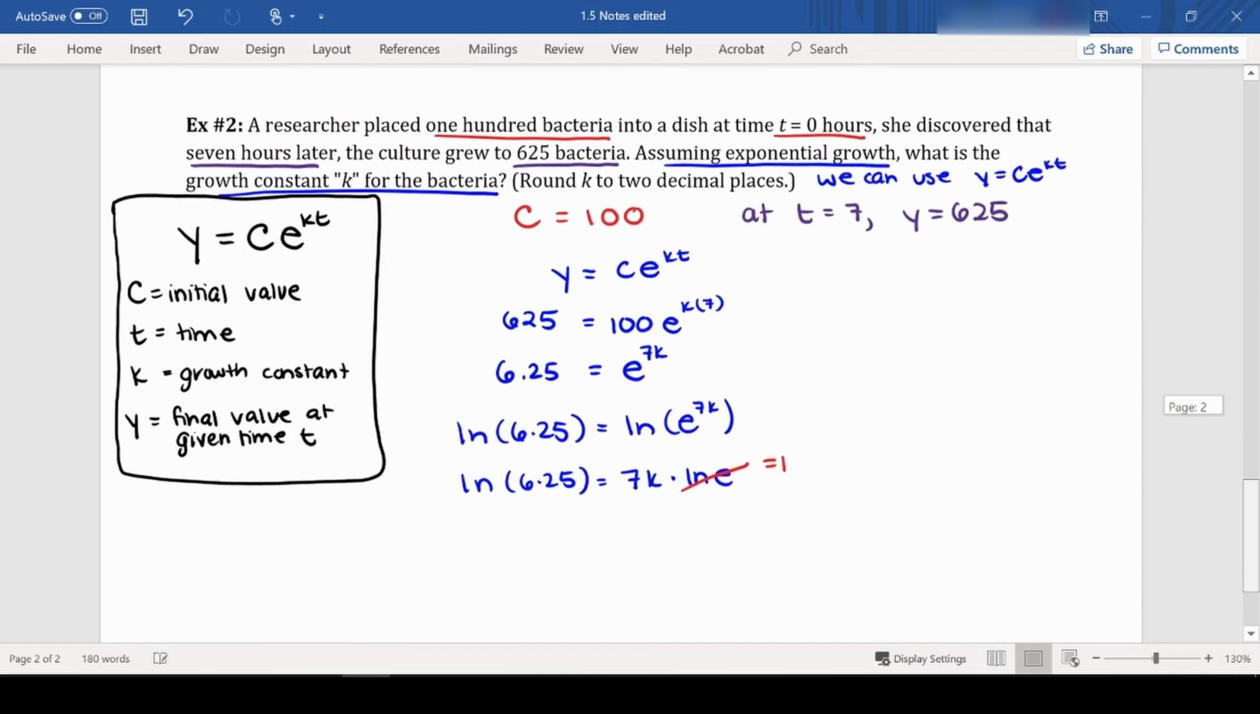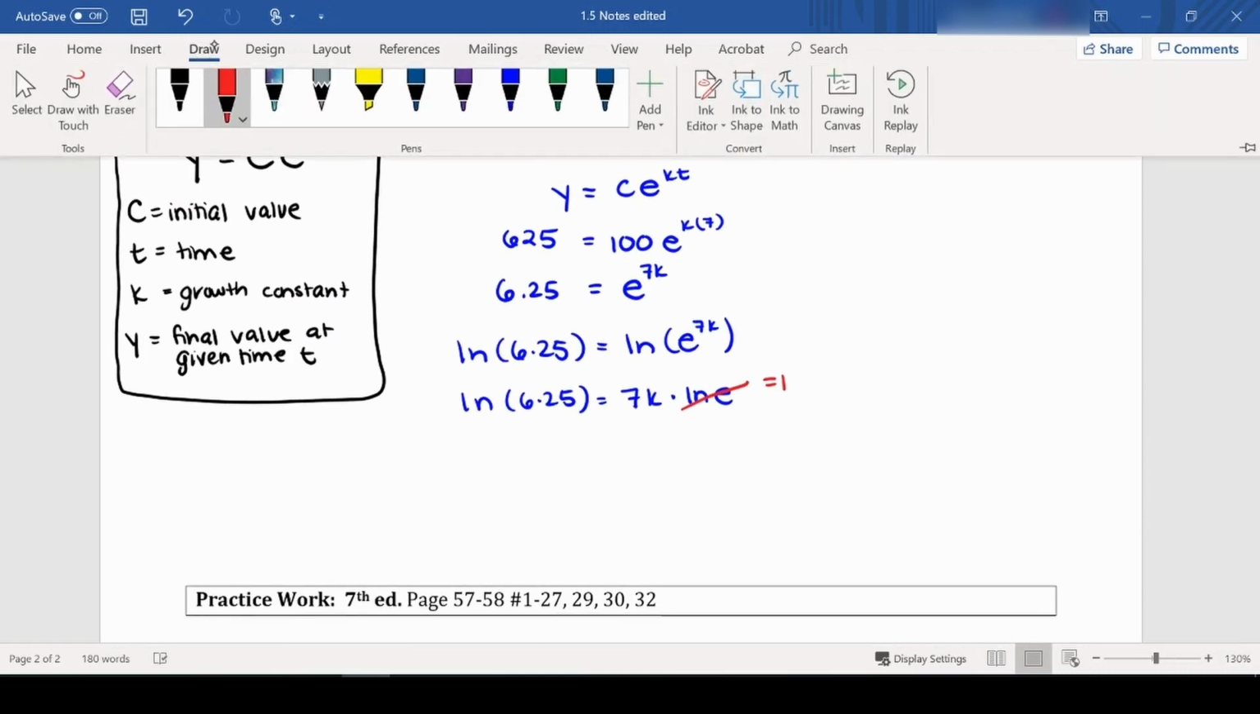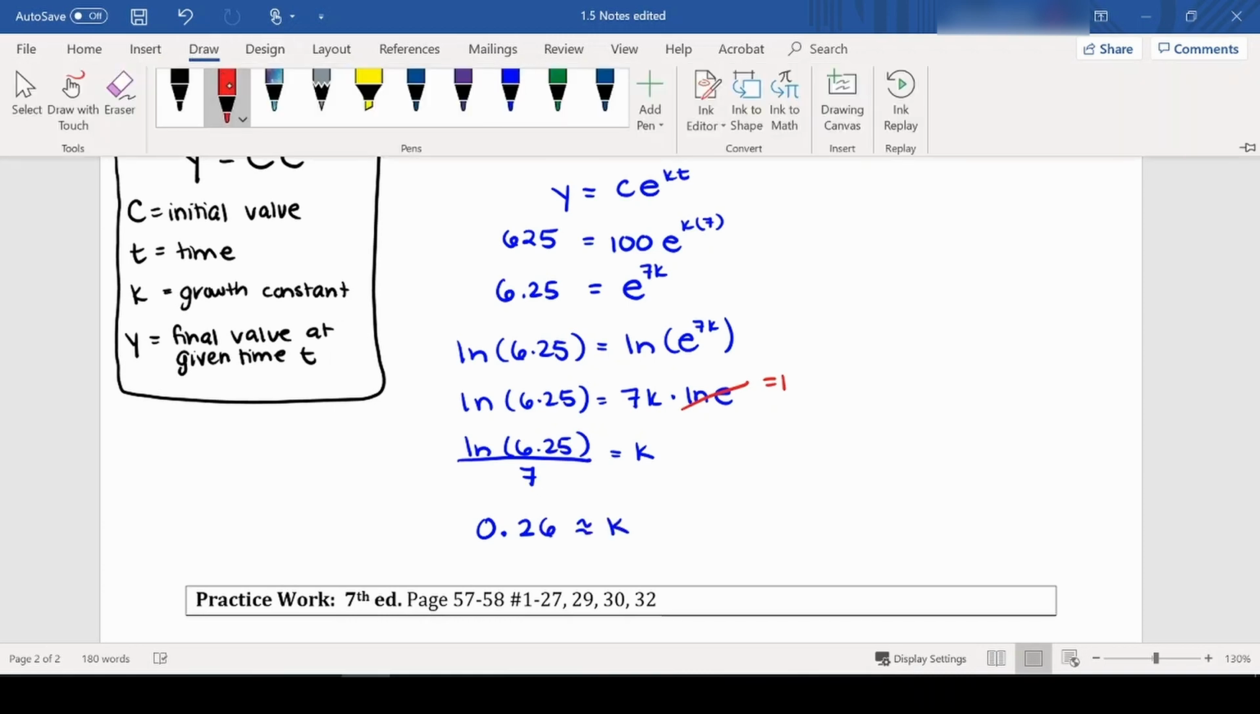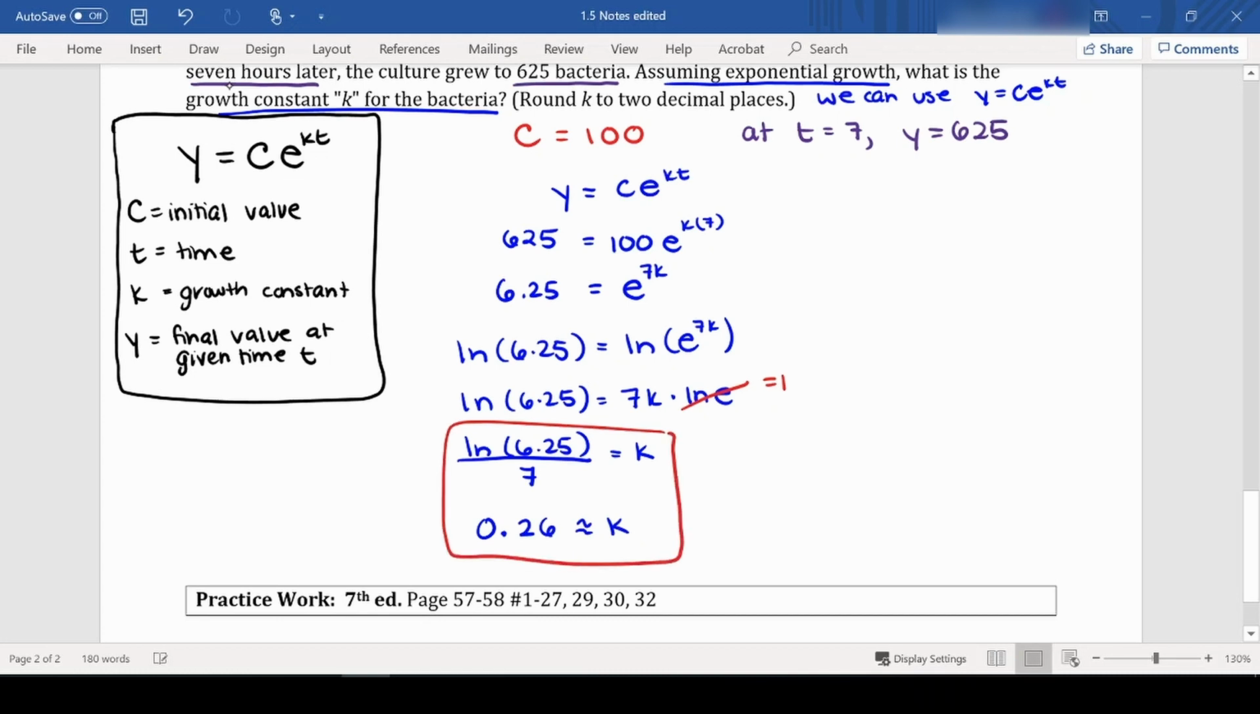All right. Now, once I do that, I'm trying to get k by itself, so I would divide both sides by 7. And we can leave it here, or we can plug it into our calculator, and we would get a lot of decimal places, but to 2 decimal places, this would be about 0.26. So depending on the question will depend on how you want to leave your answer. So this is your approximate answer, which the question said was fine, round to 2 decimal places. And this would be your exact answer.